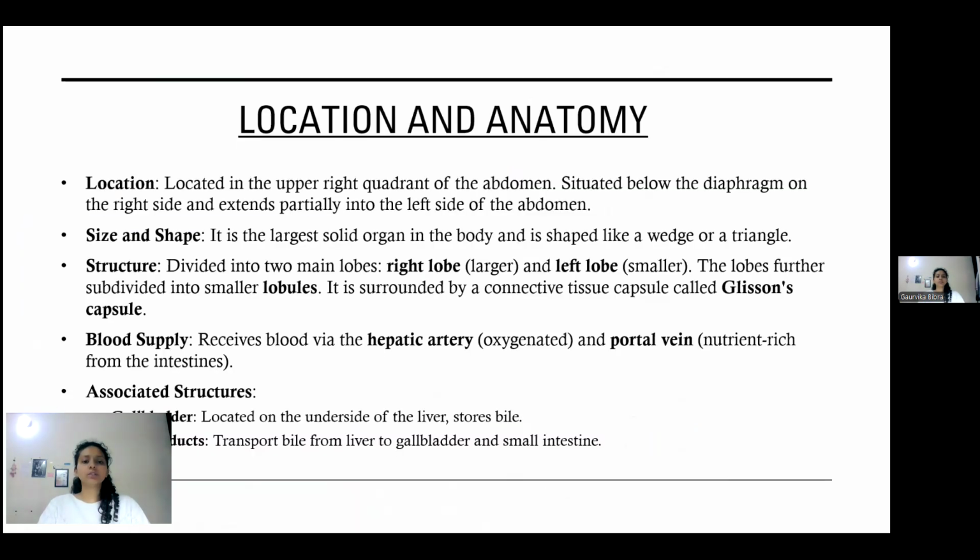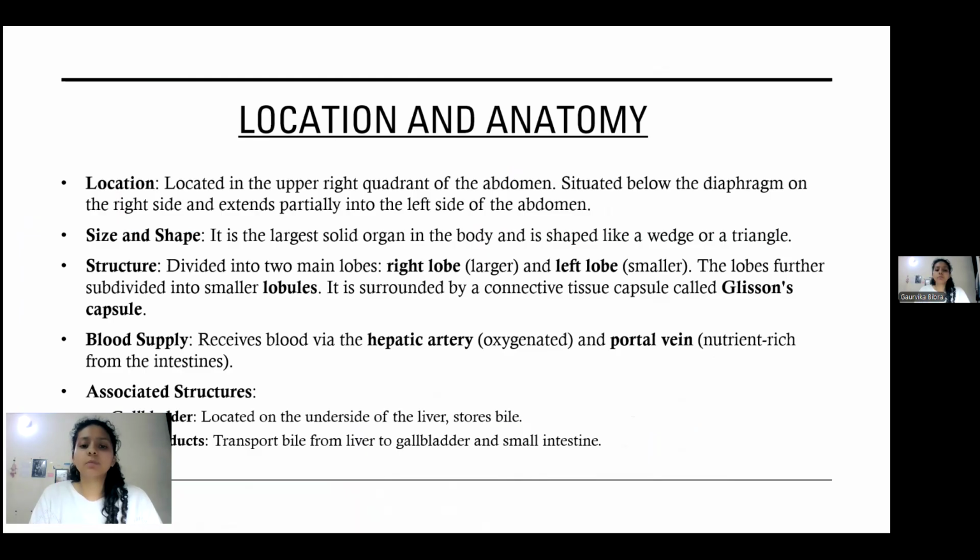Coming on to liver. Location and anatomy: it is located in the upper right quadrant of the abdomen, situated below the diaphragm on the right side and extends partially into the left side of the abdomen. Size and shape: it is the largest solid organ in the body and is shaped like a wedge or triangle. It is divided into two lobes, right lobe and left lobe. The lobes are further divided into lobules and surrounded by a connective tissue capsule called Glisson's capsule.